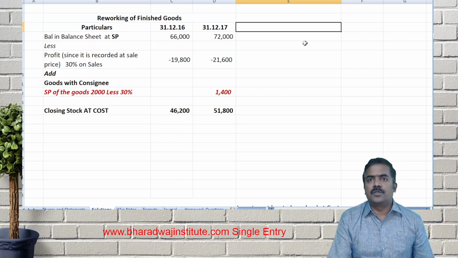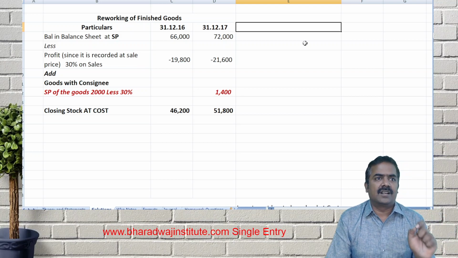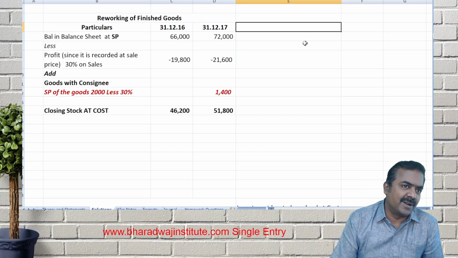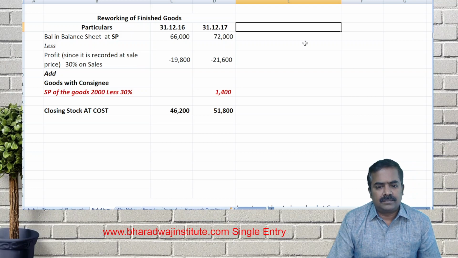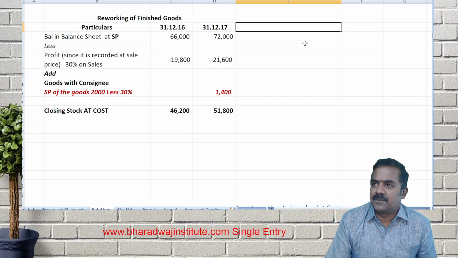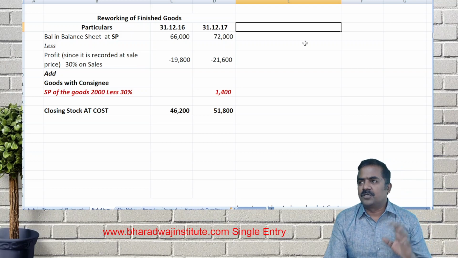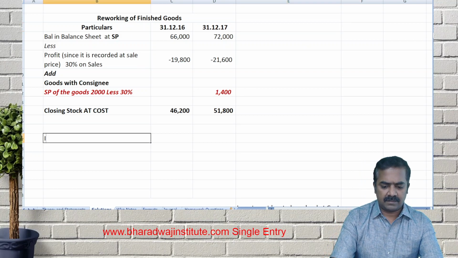Before that, he uses clear words. What has he said to say closing stock valued? Stocks are valued, which means both opening stock and what? Closing stocks are valued. That is our stock. That stock will be at what price? Selling price with the consignee. Okay, but stock should be valued at what price? Cost price. Next, try to work out investment.